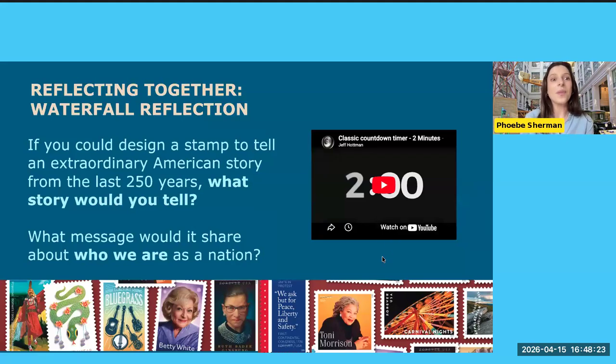The way that this routine works is that we are all going to take 2 minutes, and it might feel like an uncomfortable 2 minutes of silence, but it's just 2 minutes. I'll try to respect the quiet time myself. In those 2 minutes, I would love if you could write a response to this question in the chat box: if you could design a stamp to tell an extraordinary American story from the last 250 years, what story would you tell? And what message would it share about who we are as a nation?